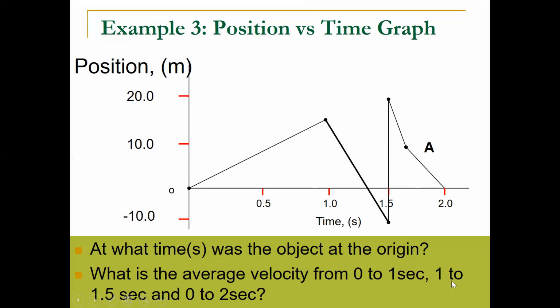And then it says from 0 to 2 seconds. So it doesn't even ask about this interval. So from 0 to 2 seconds, what's its average velocity? What's your starting position? There is no velocity. 0. So yes, so your average velocity here is going to be 0 meters per second.